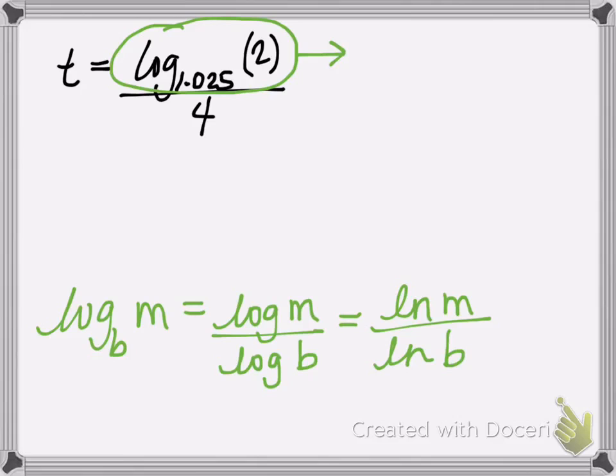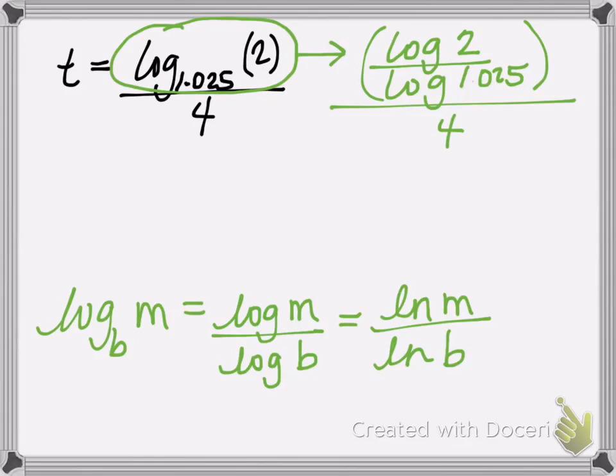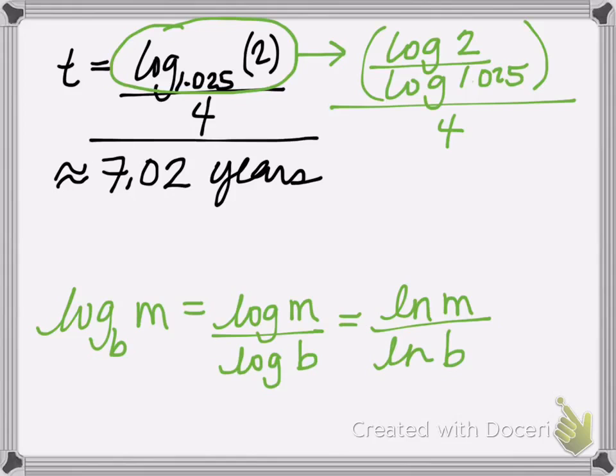So on the TI-83, you would need to enter this as the log of 2 divided by the log of 1.025. And then you would divide this quantity by 4. So please be sure that you're definitely using your calculators and pausing the video as necessary to make sure that you're getting the correct decimals on your calculator. And for this one, it looks like we get a value of approximately 7.02. And since we were solving for time, which is measured in years, this would be 7.02 years. It takes about 7.02 years for my $2,500 investment to double.